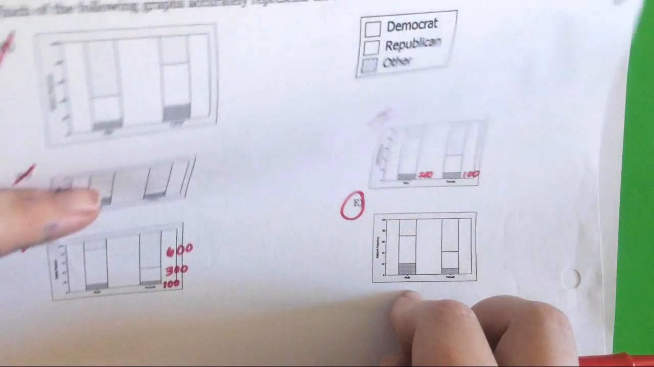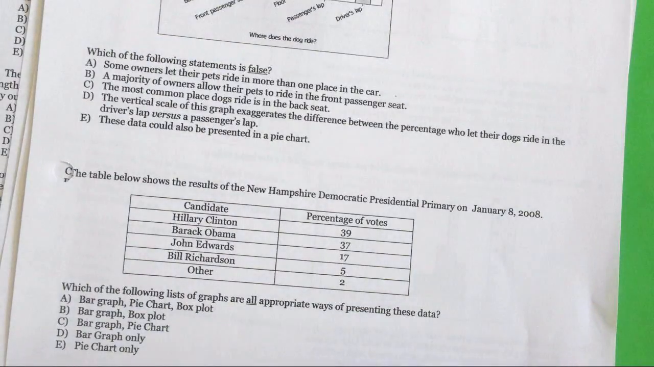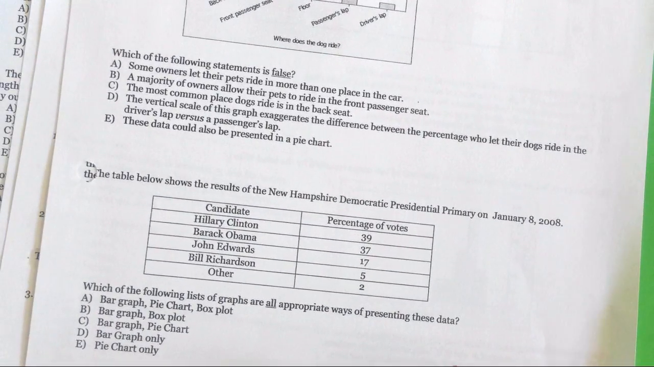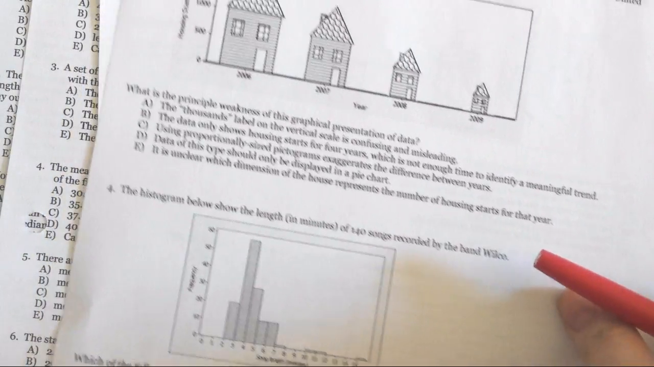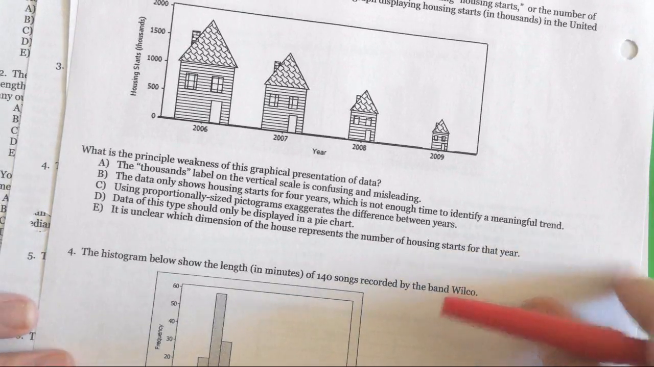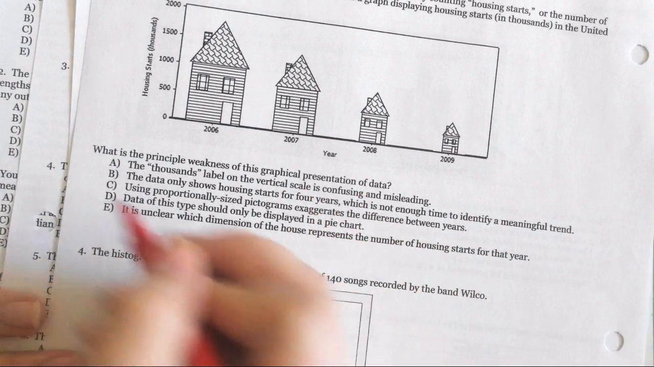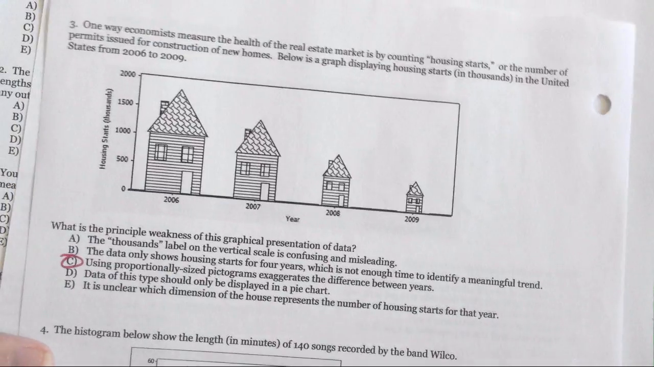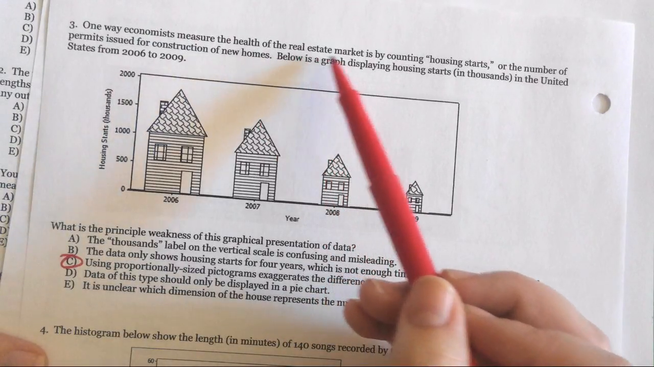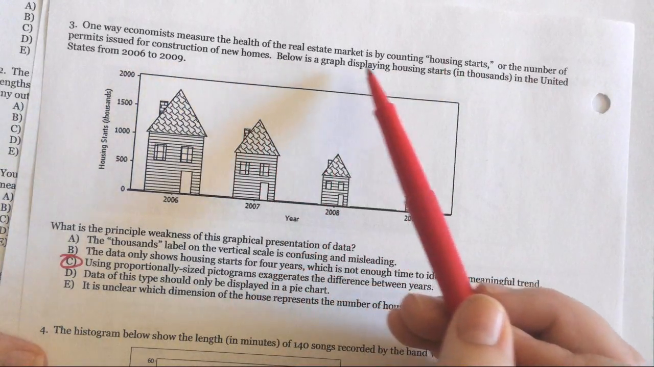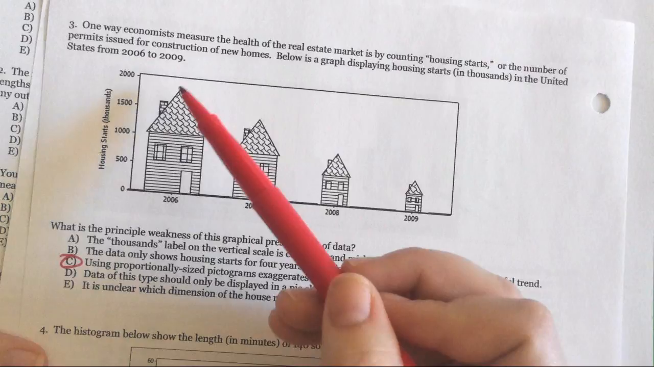Okay, Batman asked the question on Math Workshop number 2. What problem did you say? Did you say 3? Okay, Math Workshop number 2, problem number 3. The answer is supposed to be C. The problem says, one way economists measure the health of the residents is by counting housing starts and the number of permits issued for construction. Below is a graph displaying housing starts in thousands in the U.S.